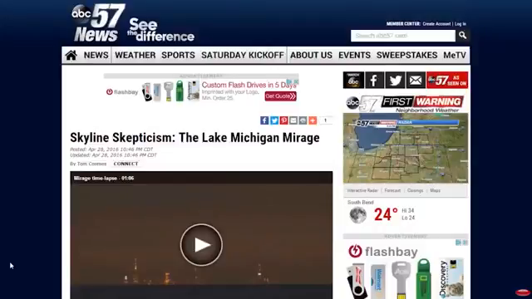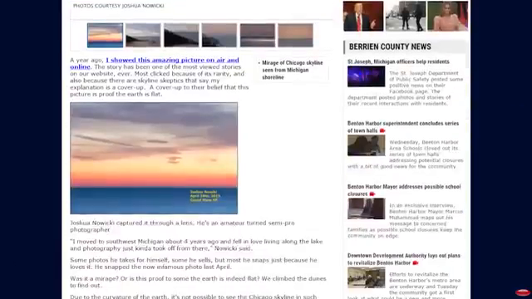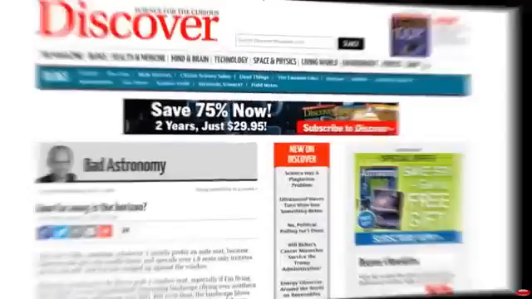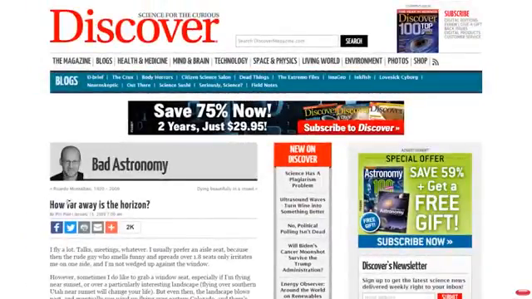Here on the website, scroll down, and he's got this link right here. How far away is the horizon? If you click on that, it takes you to this page right here, from Discover magazine, I guess. How far away is the horizon, from Bad Astronomy? That's properly labeled, I think. Bad astronomy. It could also be bad geometry.